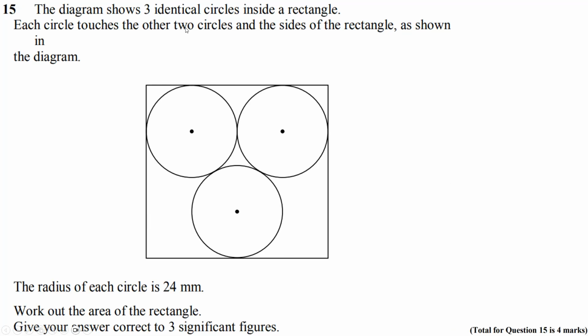The diagram shows 3 identical circles inside a rectangle. Each circle touches the other 2 circles and the sides of the rectangle as shown in the diagram. The radius of each circle is 24 millimeters. Work out the area of the rectangle. Okay, so it's a rectangle, so you do base times by height, or length times by height, or length times by width, whatever you call it.